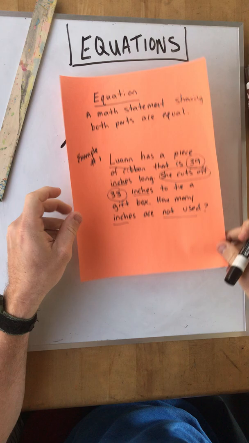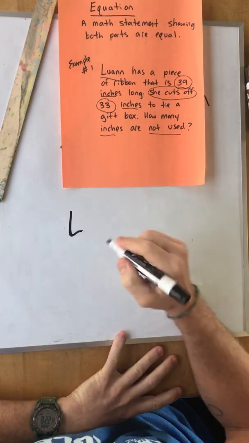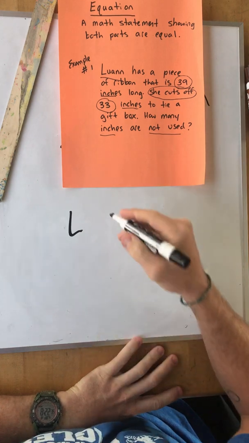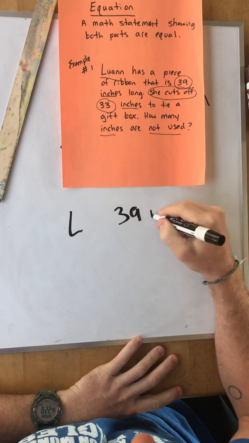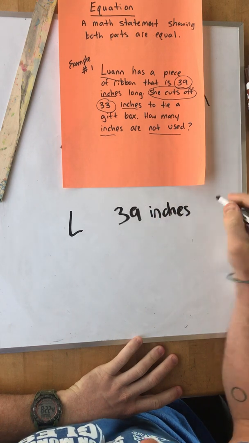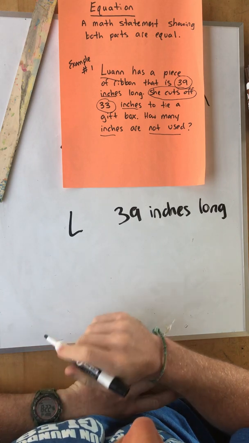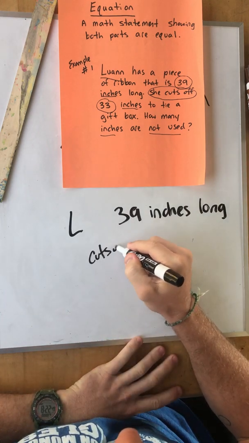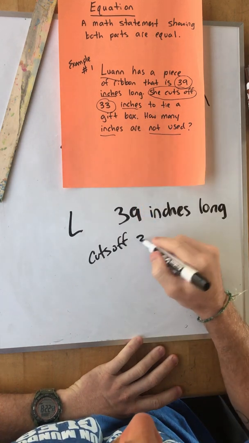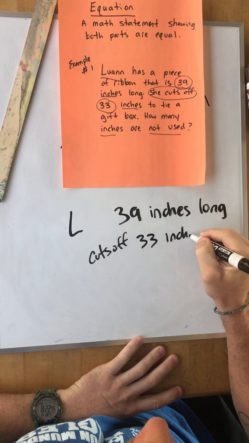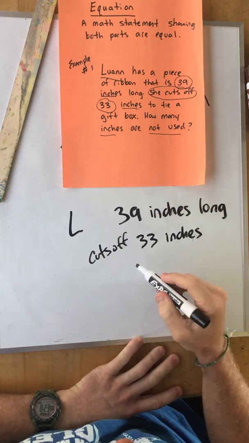The equation is going to help us solve. Luann has a piece of ribbon that is 39 inches long. She cuts off 33 inches. How many inches are not used?